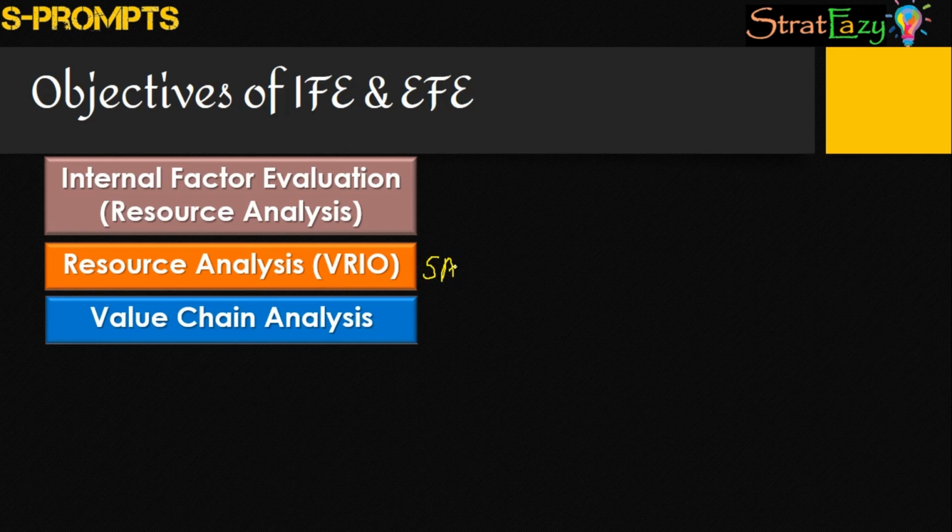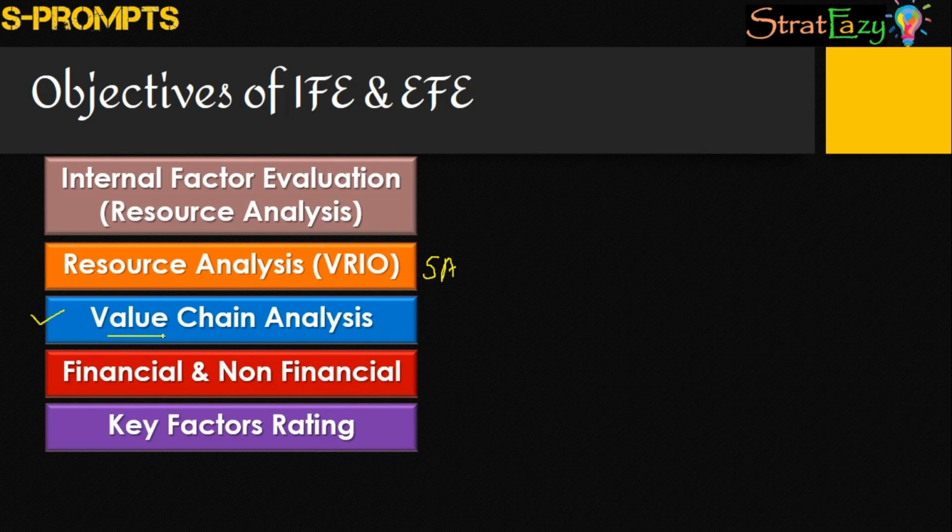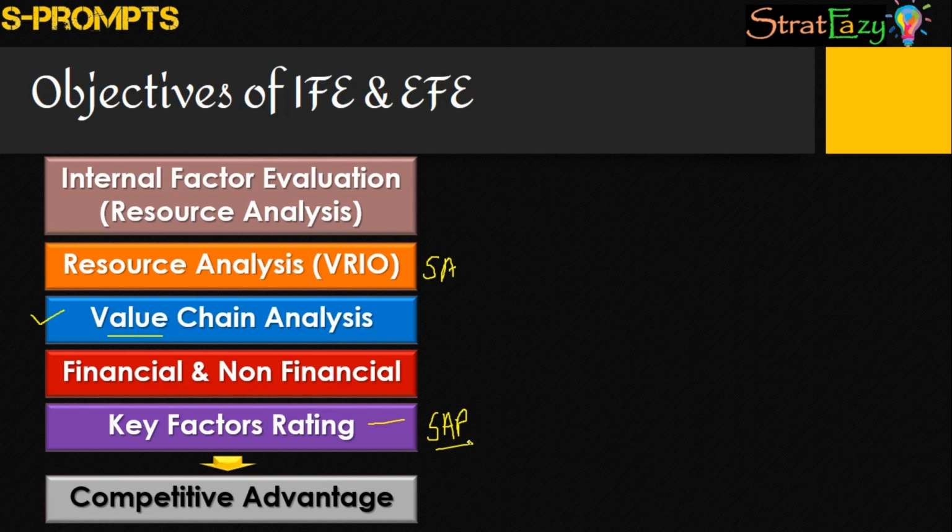The second strategic tool that we will see in internal factor evaluation is the value chain analysis, because these are the interconnected activities with which organizations are able to deliver and create value for their customers. Third is the financial and non-financial aspects of internal factor evaluation, and then we will see the key factor rating, and after doing this key factor rating we will be able to prepare a strategic advantage profile, based on which we can make the strategic decisions of formulation of strategies. Thus, this resource analysis will help organizations understand whether they possess competitive advantage or not.